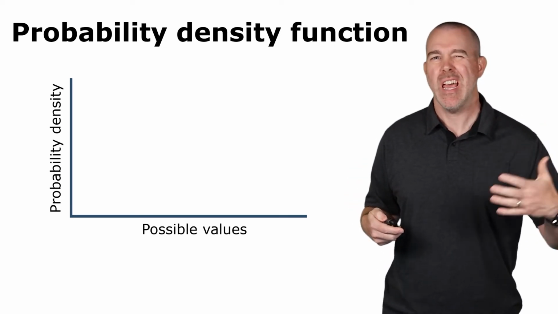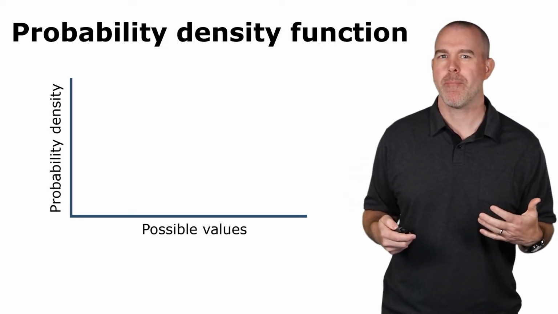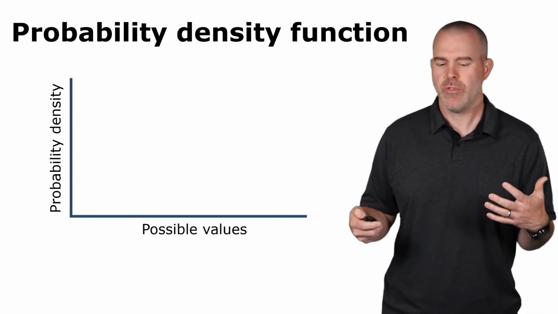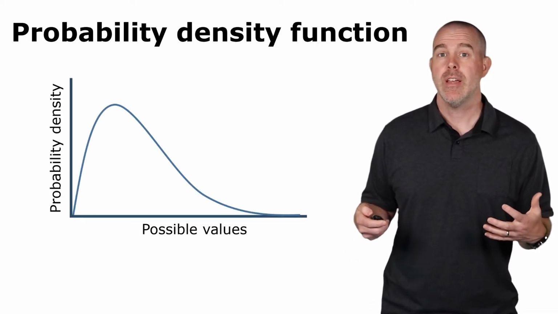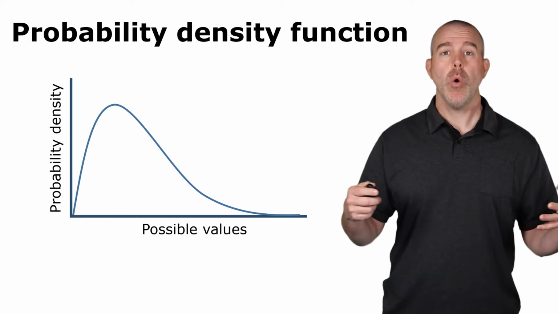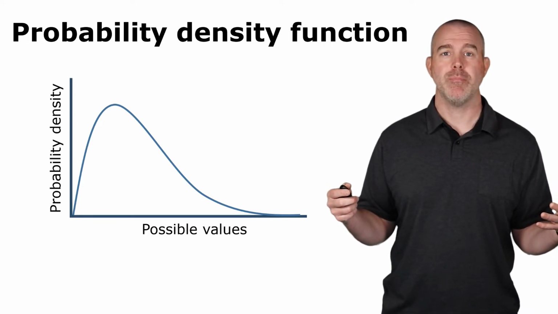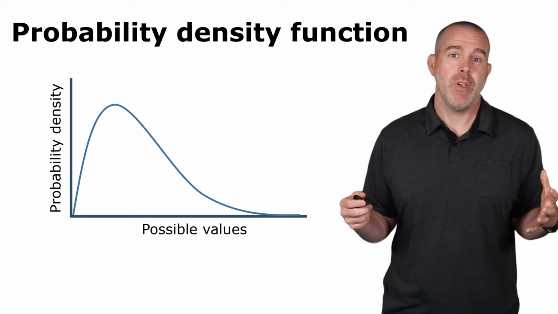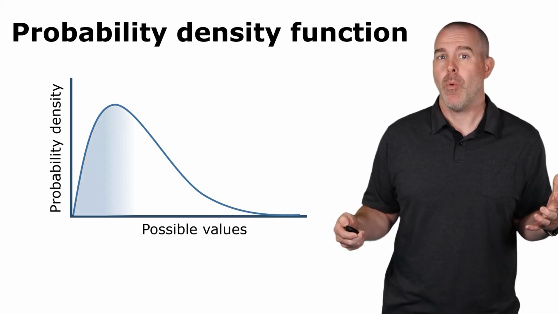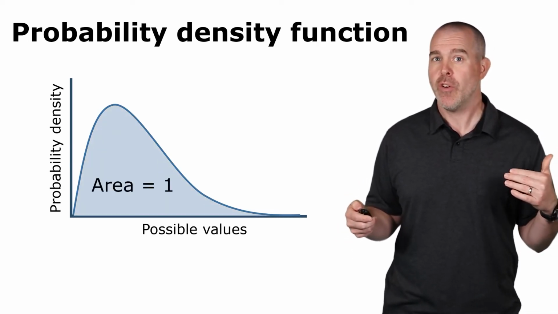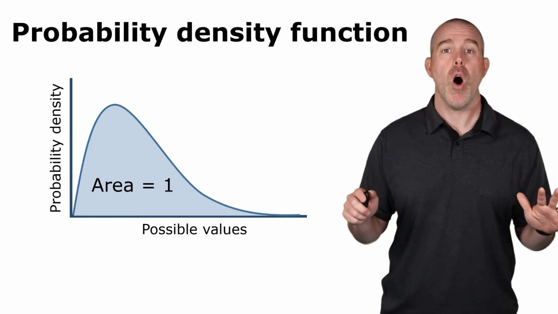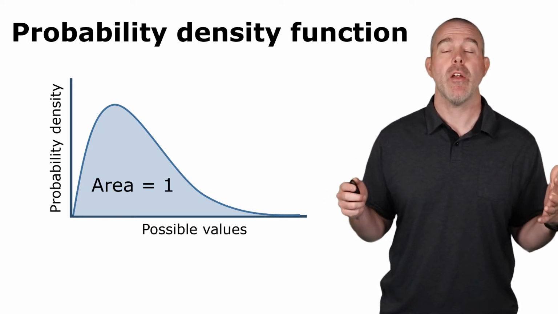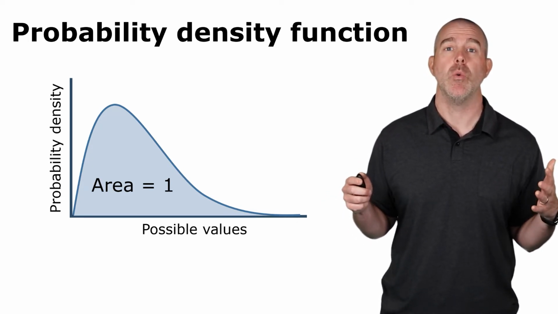So it's saying how dense is the probability near that. And we might have some curve, say, look something like this. Well, we know the total probability of all possible events must be 1. And we know that area is probability. Well, that means that the area under this curve must be 1. And this is true for all probability density functions. The area under the curve must be equal to 1.